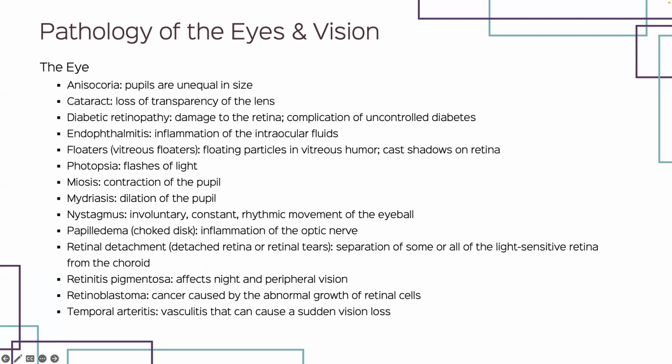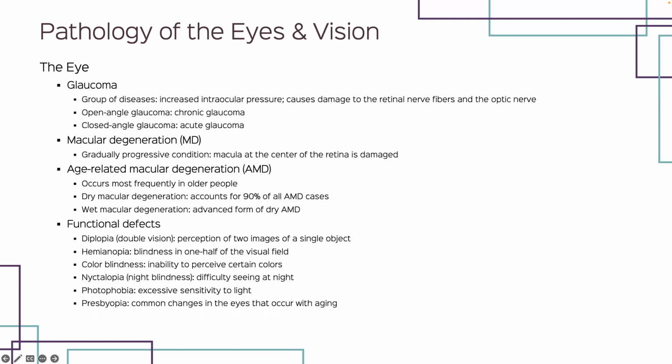Some of the eye itself, some of the most common ones you'll see are the retinal detachment. So there's actually a separation of some or all of that light sensitive retina that has become detached. Your diabetic retinopathy, that's going to be pretty common, especially in patients that have diabetes. So there's just going to be damage to that retina itself. Our glaucoma, again, it's going to be very common in patients that are diabetic.